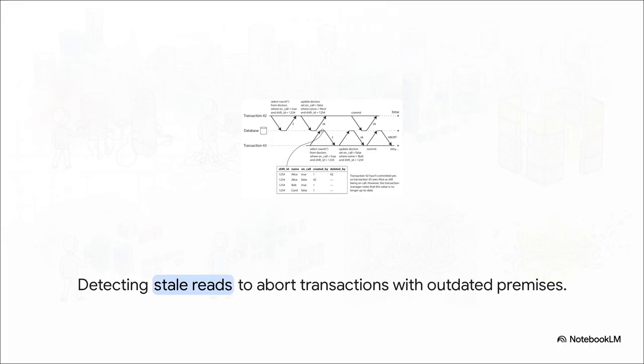To fix this, we need to bring out the heavy artillery, serializable snapshot isolation. Here, the database literally tracks the premise of your transaction. It remembers that transaction 43 made a decision based on the fact that Alice was on call. Before it lets transaction 43 commit, it checks if that premise is still true. If someone else changed Alice's status in the background, the database detects this stale read and safely aborts transaction 43, forcing the application to just retry.